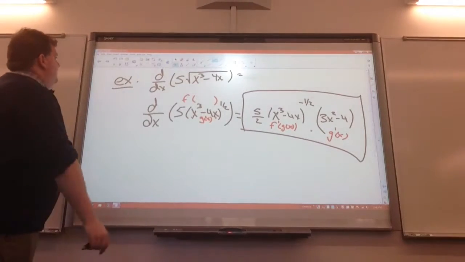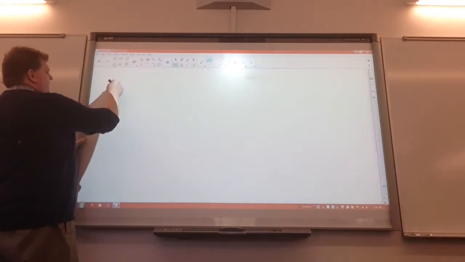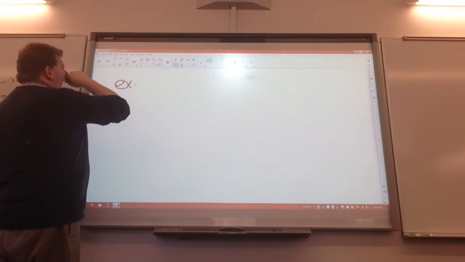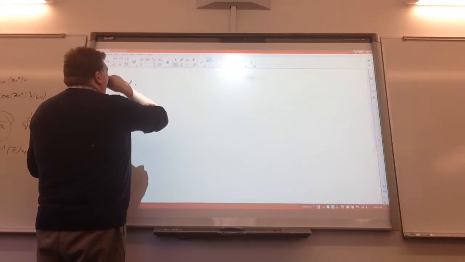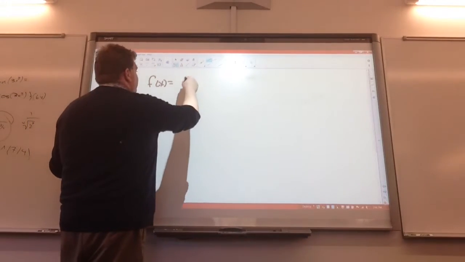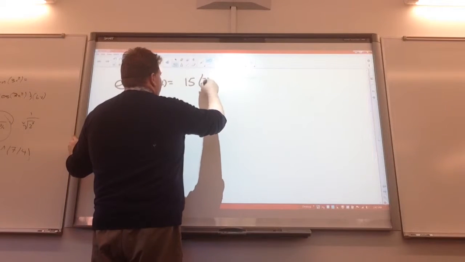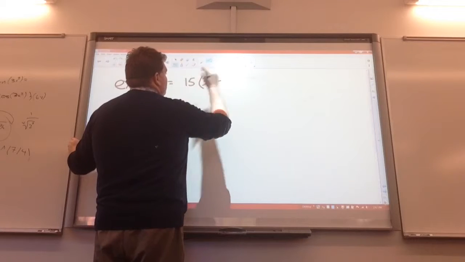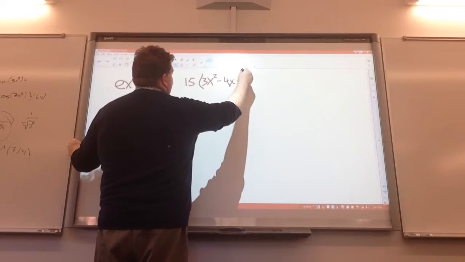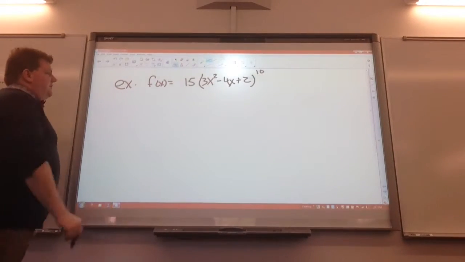Let's look at some more examples. Another example. Let's do f of x equals 15 times 3x squared minus 4x plus 2 to the 10th power. We want the derivative of this.